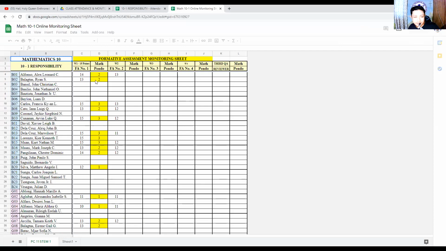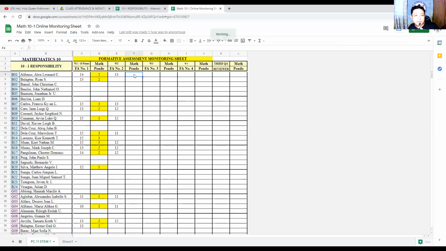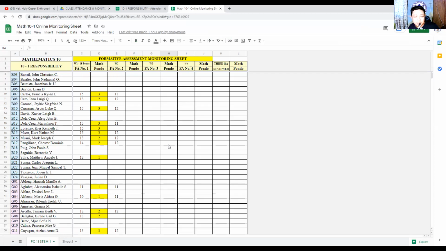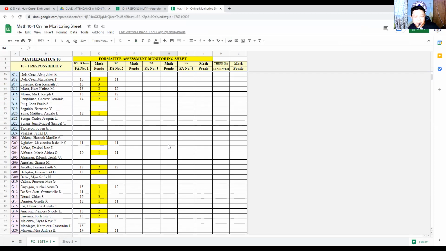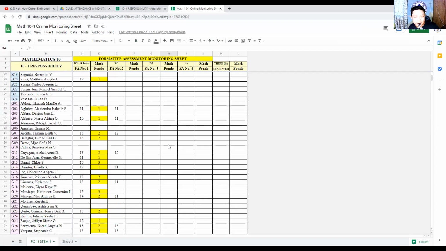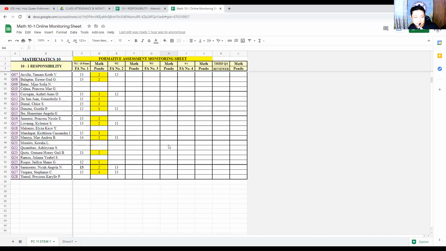Hindi pa pala naka-formula yung week 2 ko. Wait lang, wala pa palang formula. I will fix the formula for week 2 and also for week 3 so that you will see your scores. Look, almost the same learners are the ones recording and doing their formative assessments.